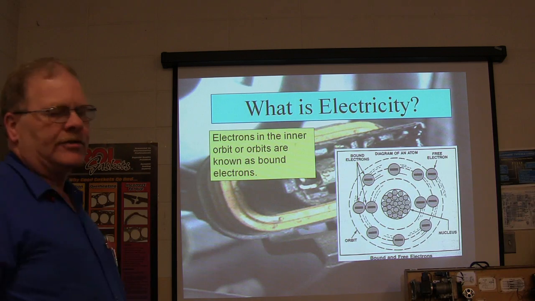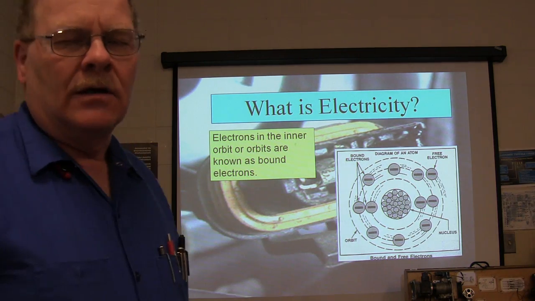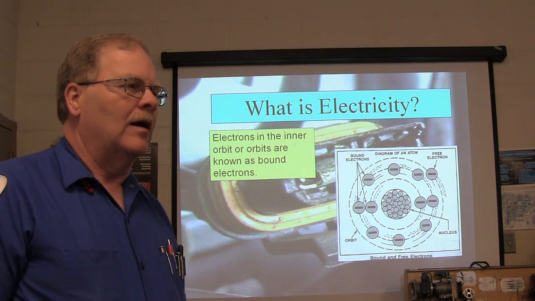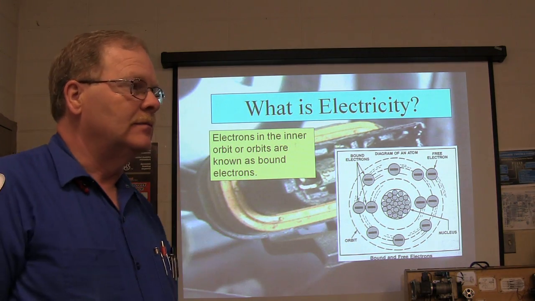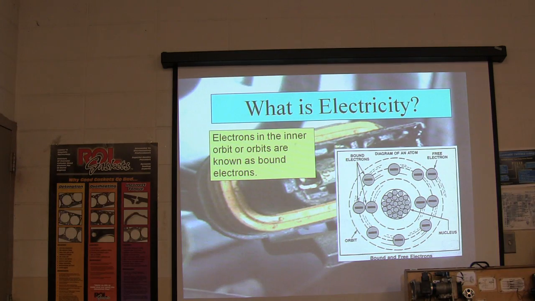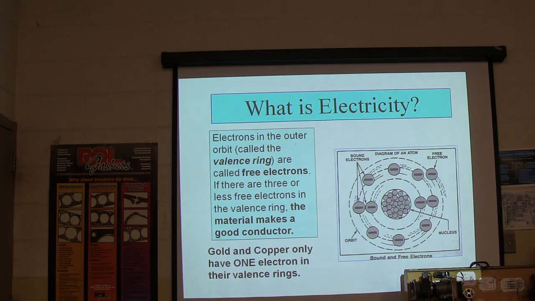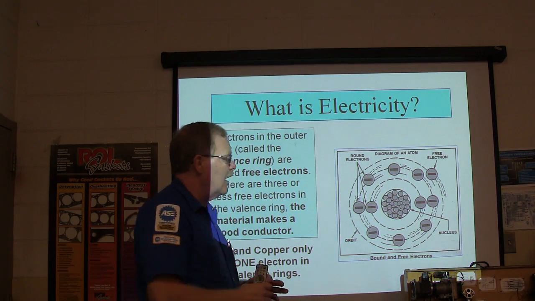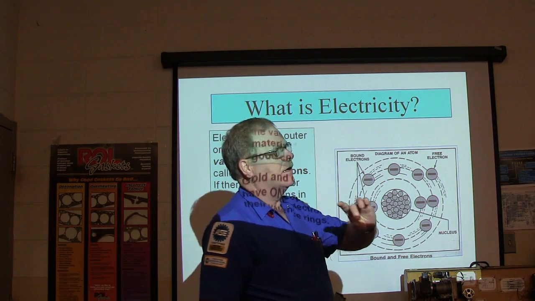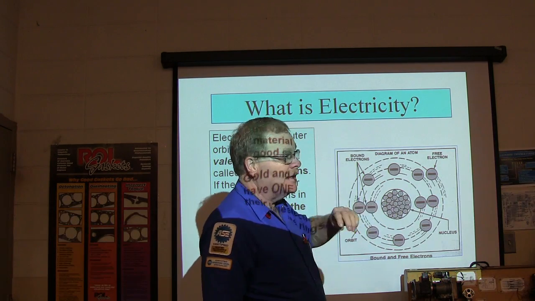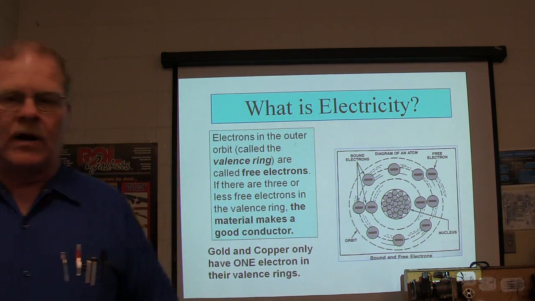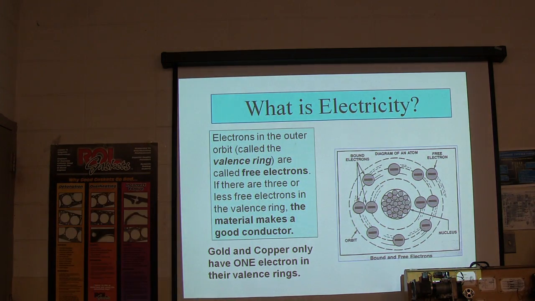Now let me ask you this, on a copper wire, if the electrons are traveling down that wire, where are they traveling? Not through the middle, they're traveling around the outside, okay? They're called the valence ring, the ones on the outside. In other words, kind of the outside of the wire. Just remember that. The outside of the wire carries the electrons, the inside of the wire does not. The electrons jump from one atom to another, and those are called free electrons.